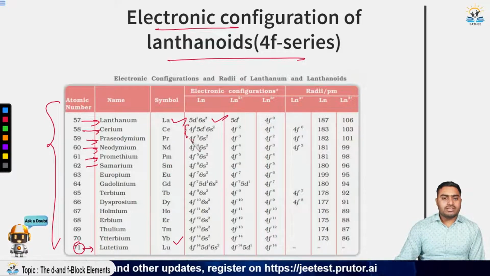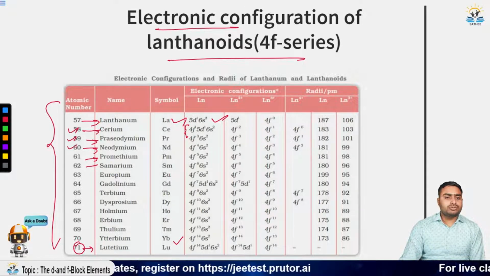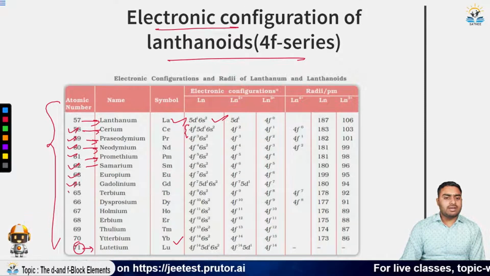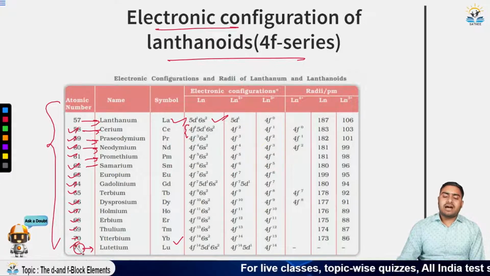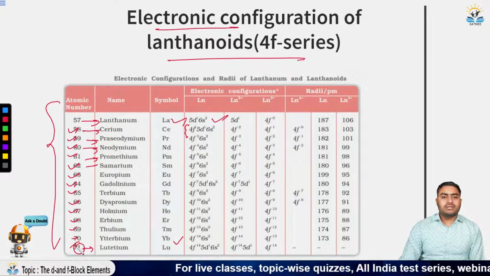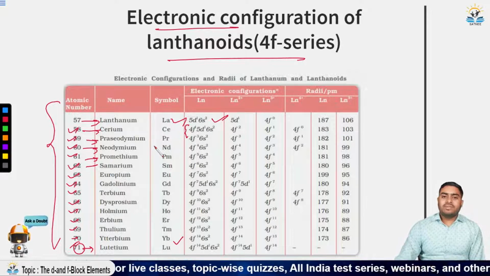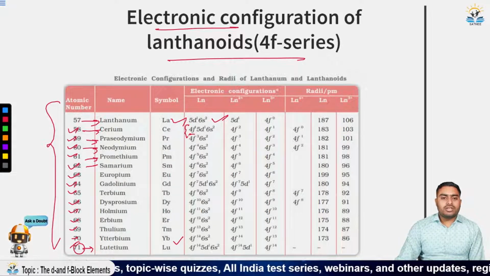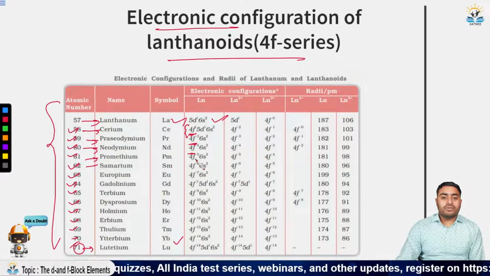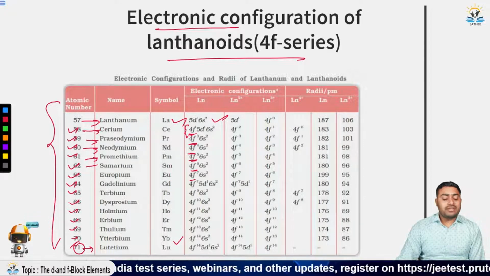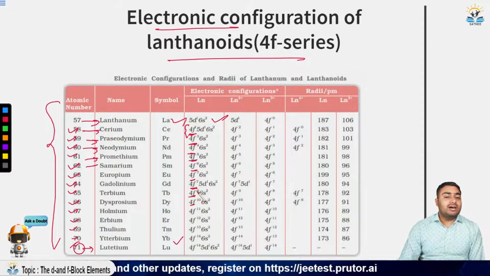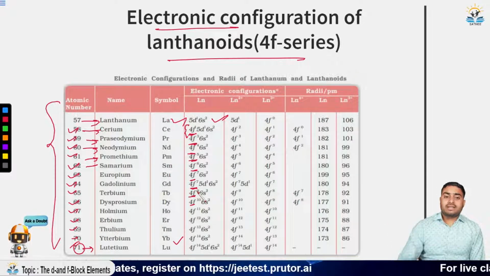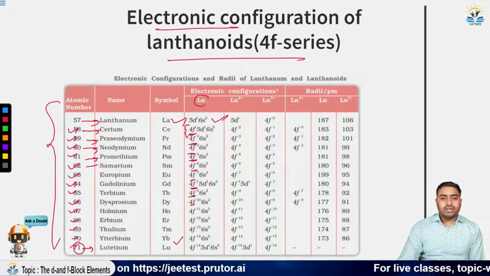From here you can count 1, 2, 3, 4, 5, 6, 7, 8, 9, 10, 11, 12, 13, 14: these 14 elements are present in the lanthanoids. After lanthanum, the electronic configuration is 4f1, then 4f3, 4f4, 4f5, 4f6, 4f7, then 4f9, 4f10, like this. You have to learn and practice this electronic configuration of lanthanoids in the ground state.